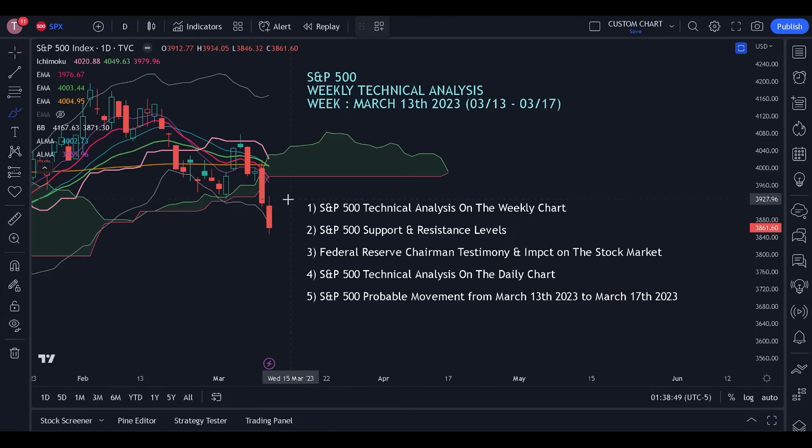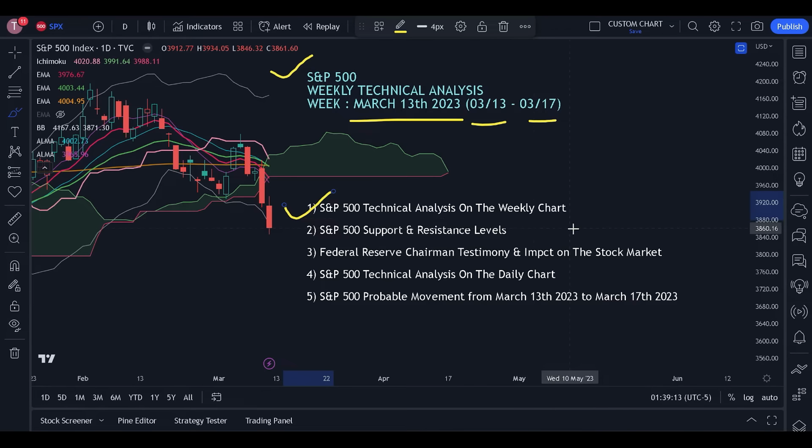Now guys, we are going to discuss the agenda of this S&P 500 weekly technical analysis for the week of March 13th, 2023. That is from March 13th Monday to March 17th Friday.